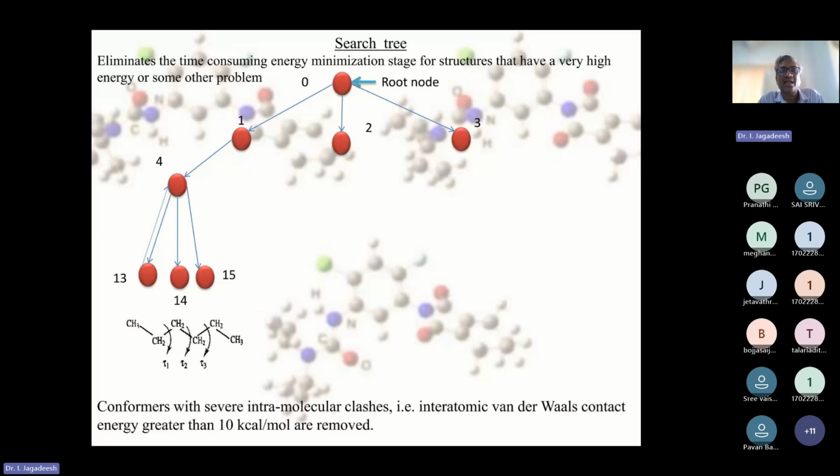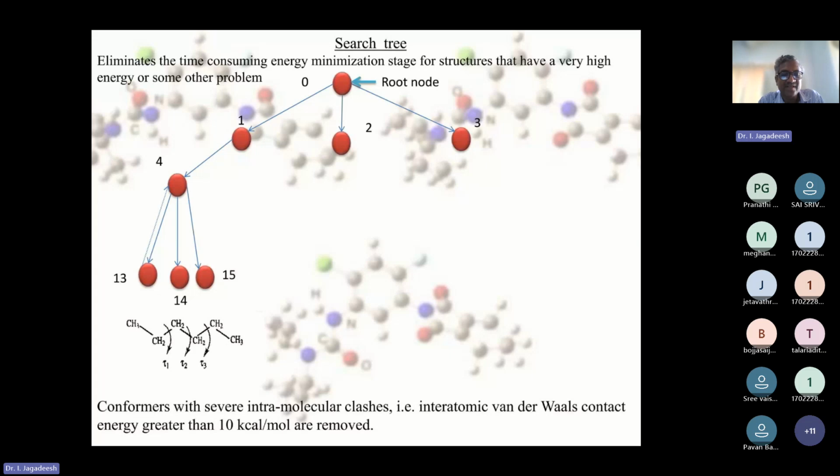In the tree, you have a root node, and each node has branches 1, 2, 3, and sub-branches, you go to 4, and further you have multiple atoms in the sub-branch, and you are going to have intramolecular collisions. So in the collisions, for conformers with severe intramolecular collisions, you put a cutoff: interatomic van der Waals contact energy greater than 10 kilocalories is removed by default.